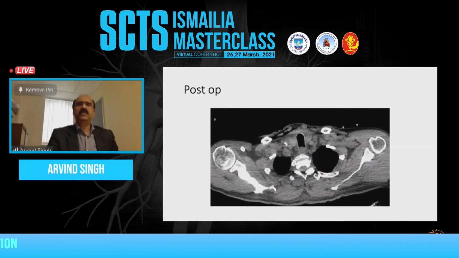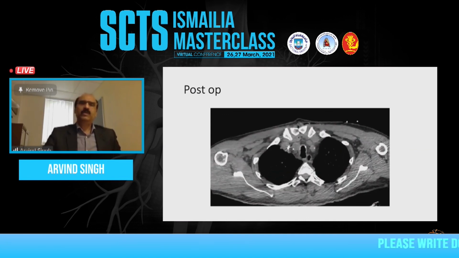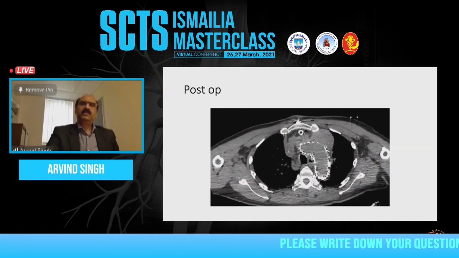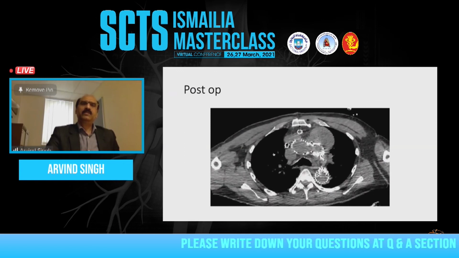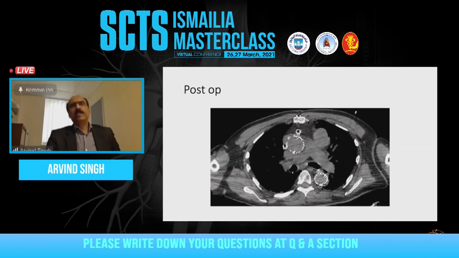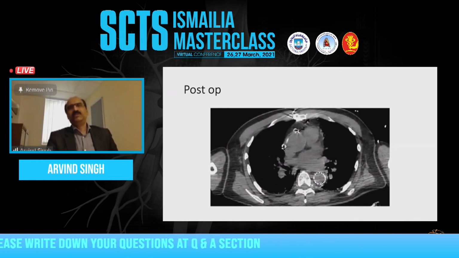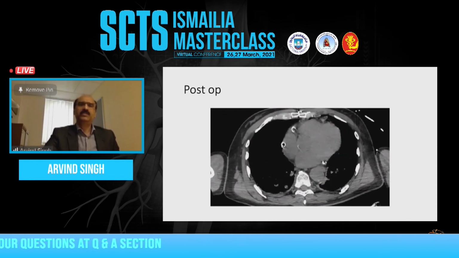And this CT scan will demonstrate the success of this approach. As you can see, the debranching vessels can be seen just next to the ascending aorta, and the TEVAR has completely isolated the saccular aneurysm.